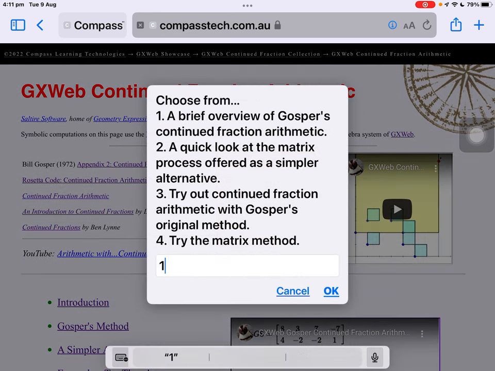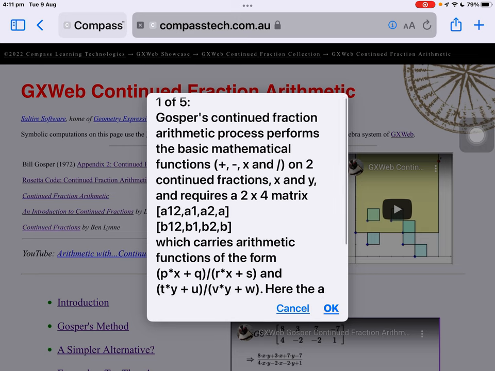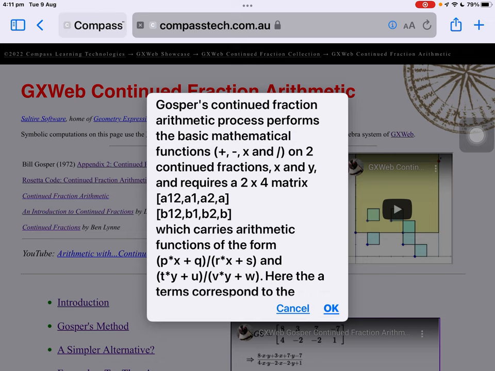Let's begin with a brief overview of Gosper's continued fraction arithmetic. Gosper's continued fraction arithmetic process performs the basic mathematical functions, plus, minus, times and divide, on two continued fractions, x and y. It requires a 2x4 matrix in this implementation. The terms A12, A1, A2, A being the numerator terms, if you like, and the B terms the denominator.